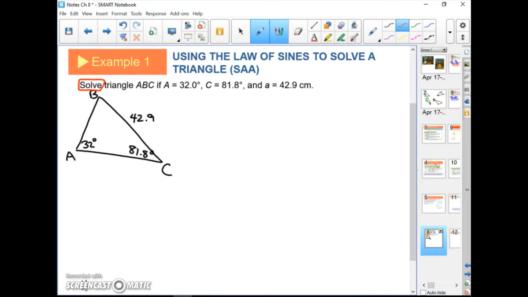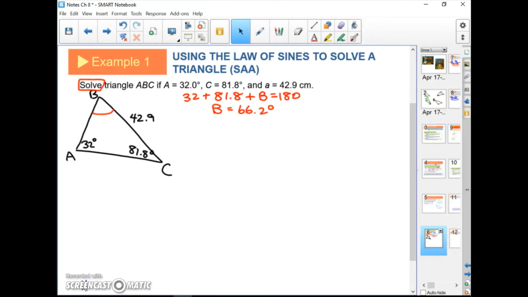Generally, whatever they give you two of, it's easiest to find the third. So see how they've given me two angles. Usually that means it's going to be easy to find the third angle, okay? So how do we find that third angle B right there? Well, subtract from 180, right? 32 plus 81.8 plus angle B equals 180. We know the three angles in a triangle add up to 180, and so we use that concept. So subtract from 180, angle B is 66.2 degrees. So I'll go ahead and fill that in.